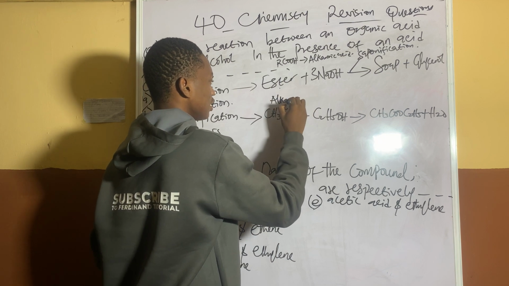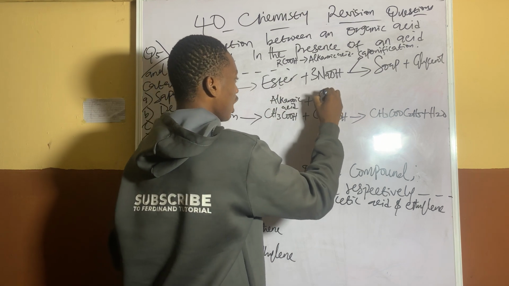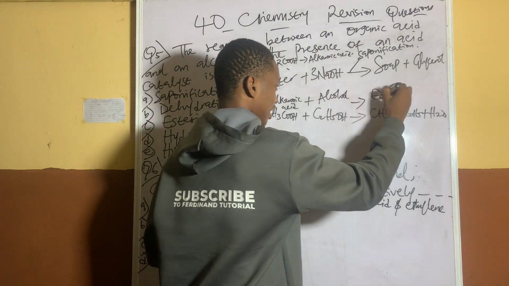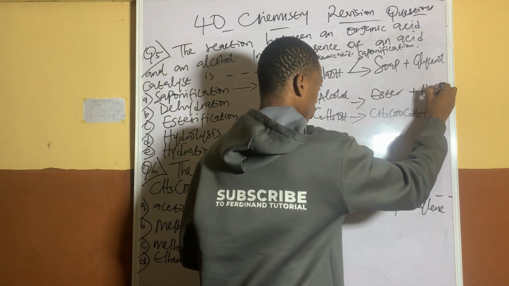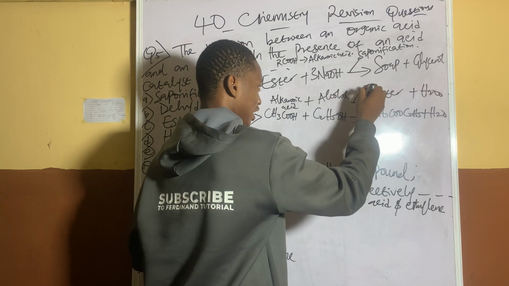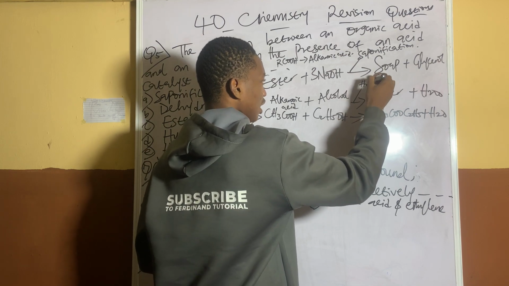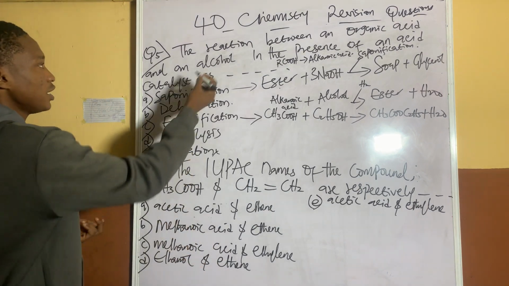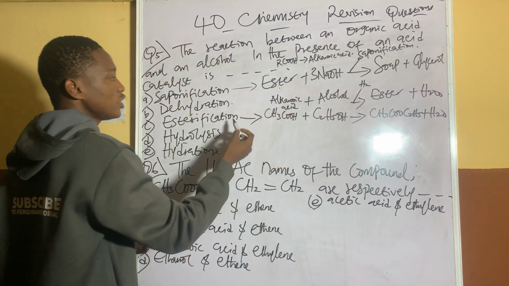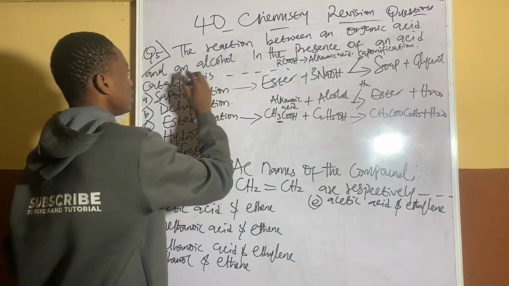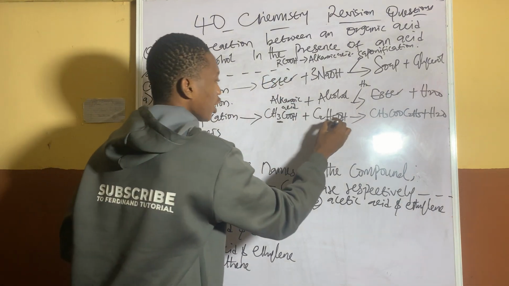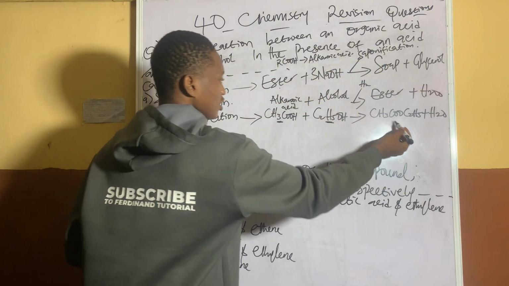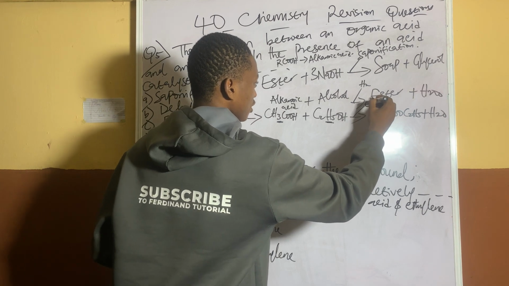So esterification reaction is a reaction in which an alkanoic acid reacts with an alcohol to form an ester plus a water molecule. The catalyst here is an acid. We can use a mineral acid like H2SO4 as a catalyst. So if we come here, the reaction between an organic acid, what is the organic acid here? Alkanoic acid. And an alcohol, what is the alcohol here? C2H5OH. In the presence of an acid, it's called an esterification reaction.